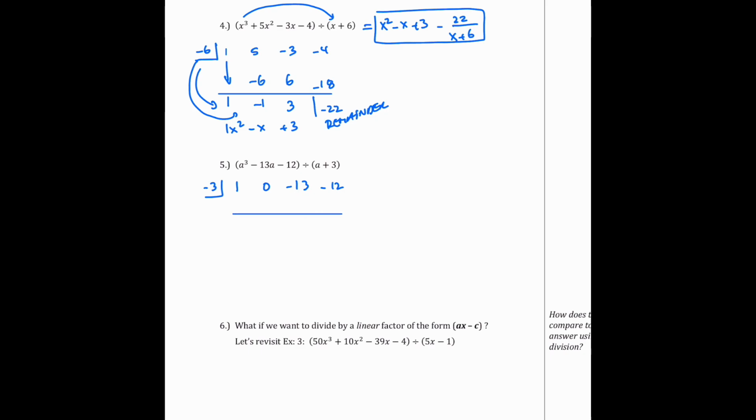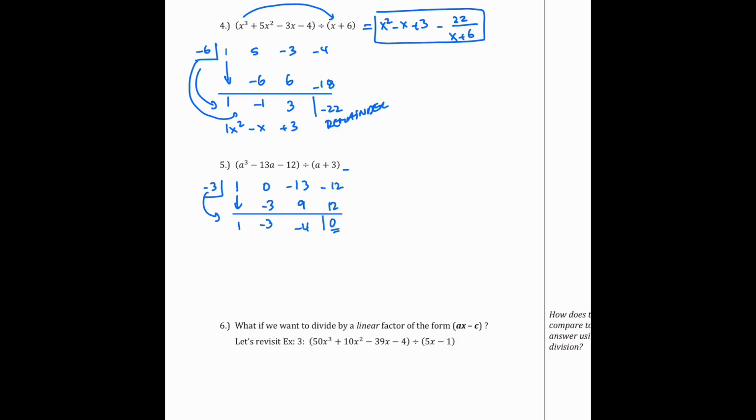Line, bring the 1 down, multiply negative 3 by 1, you get negative 3, add them up, you get negative 3. Multiply again, you get a 9, negative 4, multiply negative 3 by negative 4, and you get positive 12, and that's the remainder of 0. So remember, you're multiplying this by this to get it here, this by this to get it here, etc. This is the remainder of 0. So yes, a plus 3 is a factor of a cubed minus 13a minus 12.